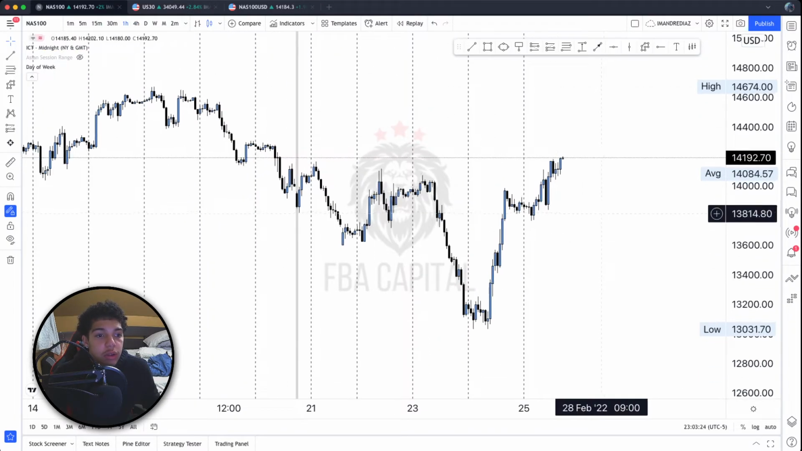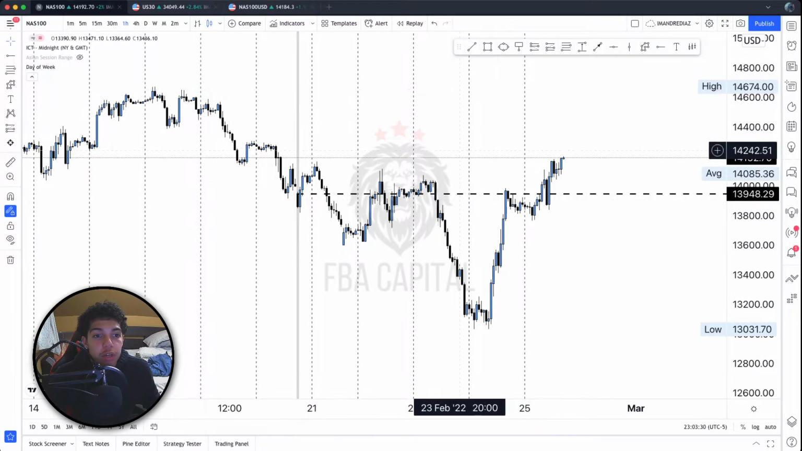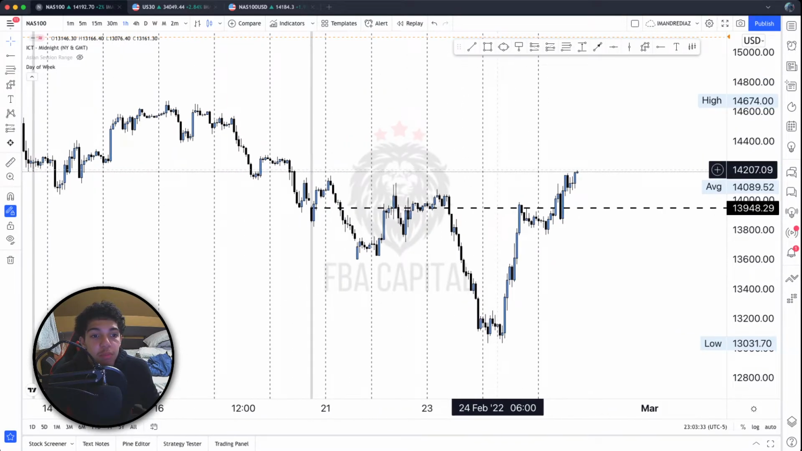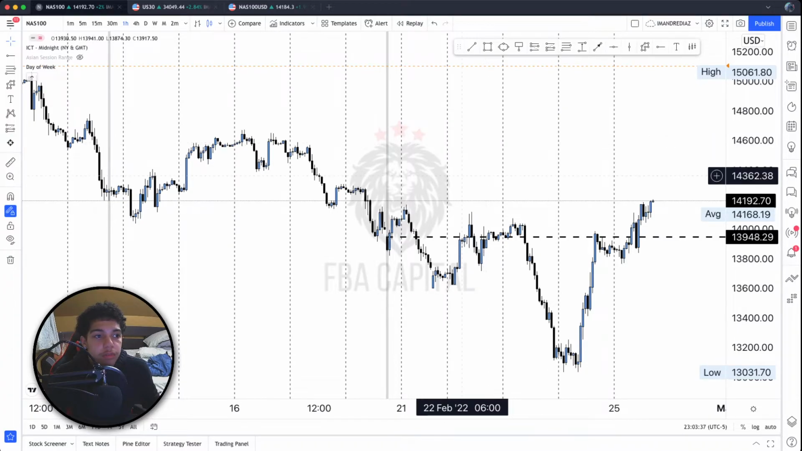And I want you guys to look left. So right over here, this is where the market opened. So we're going to mark this up. This is where the market opened. This is the market open price during the week. Now let's pay attention to how price reacted to specific areas and where we had highs and lows.